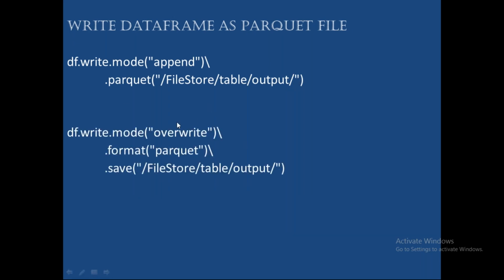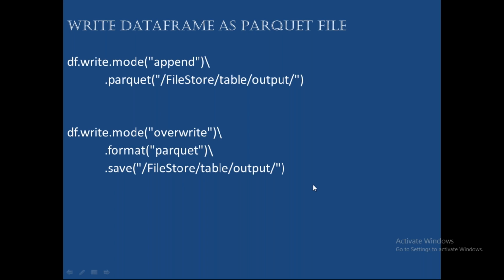Another syntax we can see. This is the another syntax. In this syntax, you see df.write.mode is overwrite. Overwrite means whatever content you have under this directory that will be removed, and it will write only the new data which you have in a data frame. Okay. So this is the another syntax.